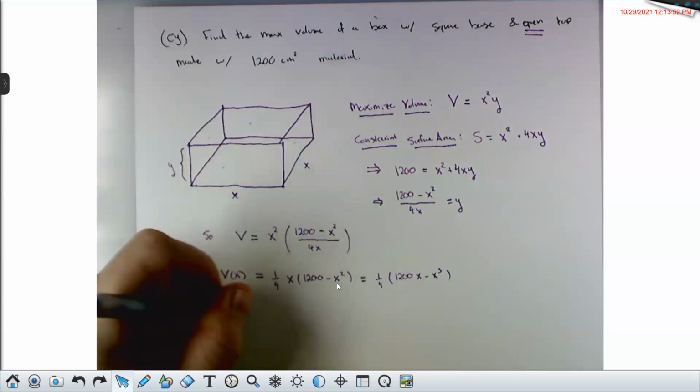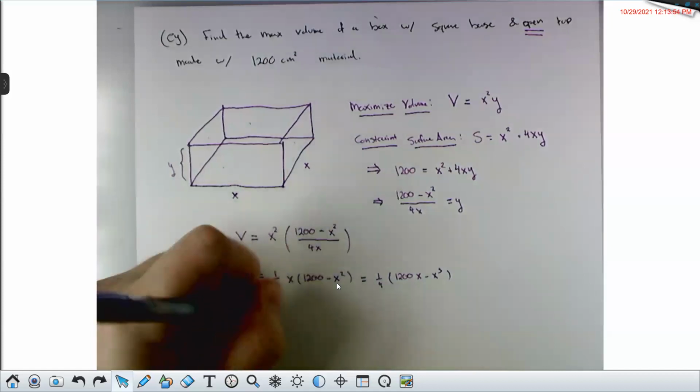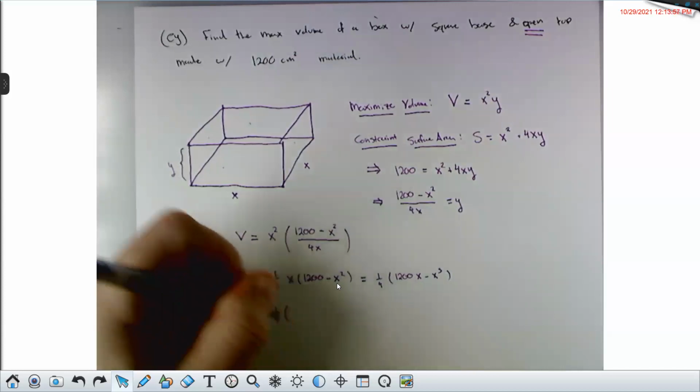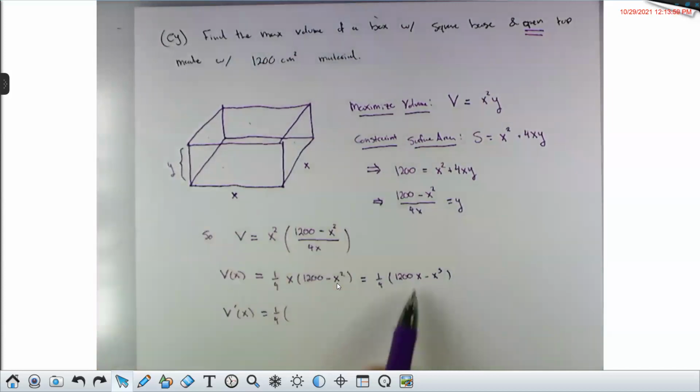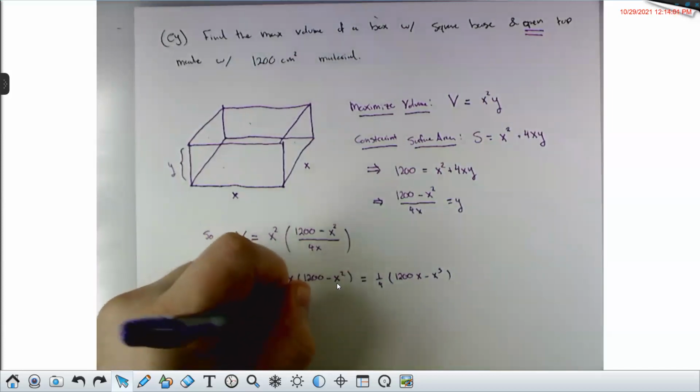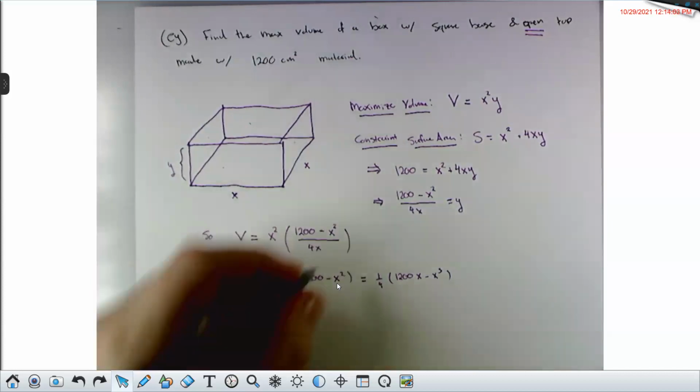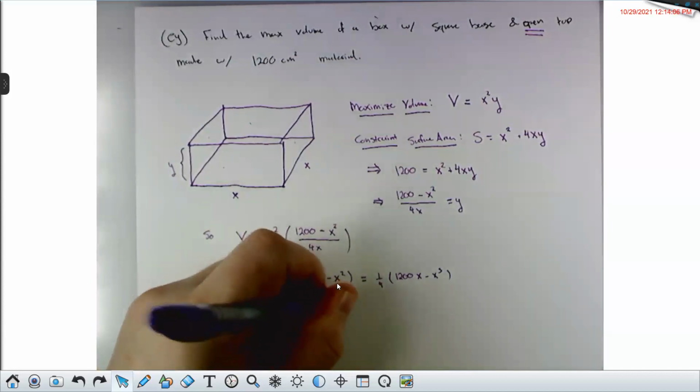V prime then. The 1/4 is a constant multiple. He just comes along for the ride. The derivative of 1200x is 1200, minus the derivative of x cubed, which is 3x squared.